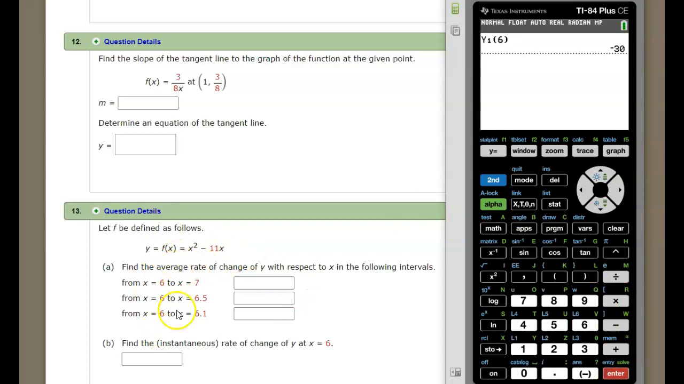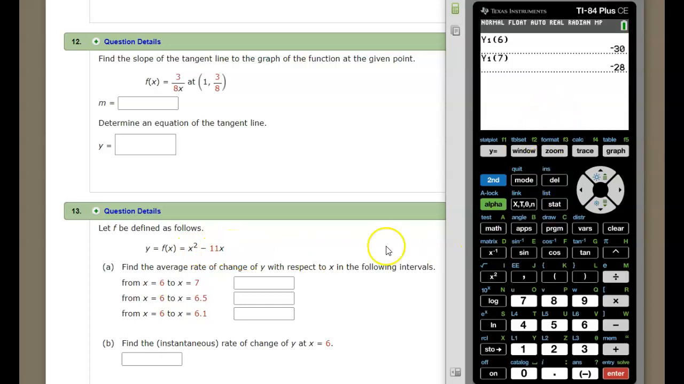Now if you don't have that ability, you'll have to do vars, y vars, function, y1, y1 of, I'll do 7. The point is to get the y value, and you can just put it in. 6 squared minus 11 times 6, it isn't very difficult to put these in.